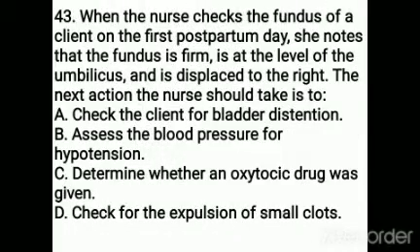Question number 43. When the nurse checks the fundus of a client on the first postpartum day, she notes that the fundus is firm, is at the level of the umbilicus, and is displaced to the right. The next action the nurse should take is to, options are: check the client for bladder distension, assess the blood pressure for hypotension, determine whether an oxytocic drug was given, check for the expulsion of small clots. Correct answer option A. Check the client for bladder distension.